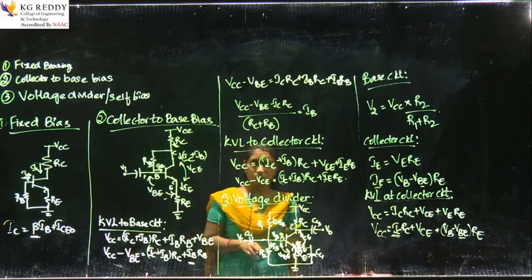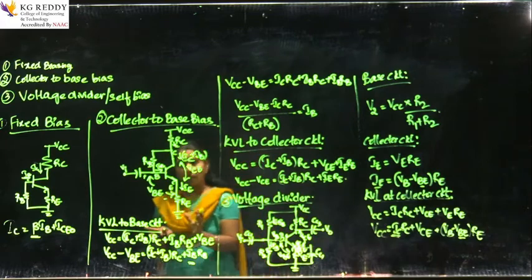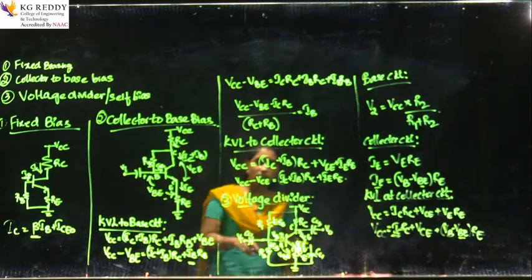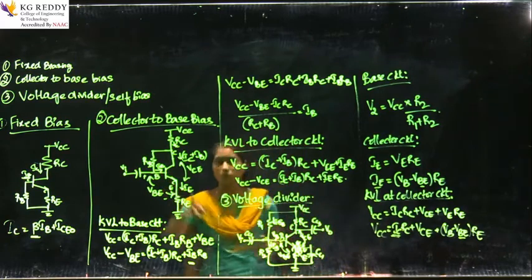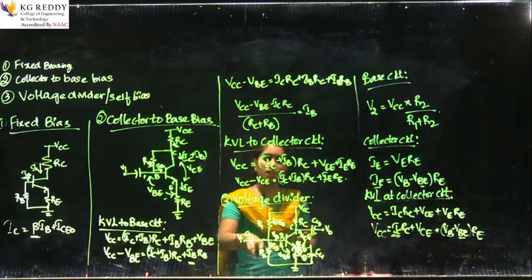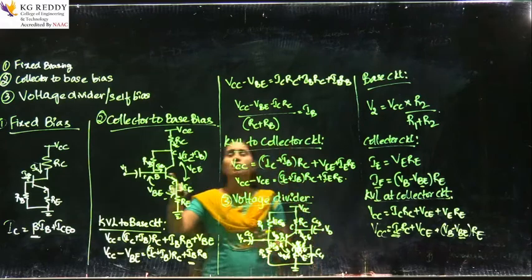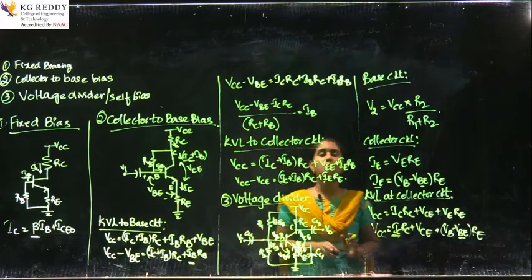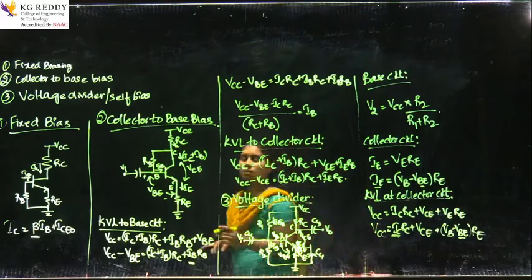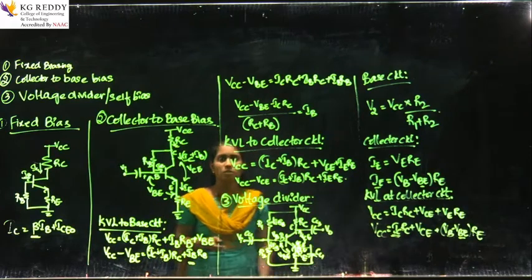But this one is somewhat complex as compared to your collector to base bias method. But if you are using R1 and R2 resistors instead of only one feedback resistor, the operating point could be more stable with the voltage divider method as compared to the collector to base method. That I will clearly explain in the next class by deriving the stability factors S dash and S double dash. Any doubts, students?